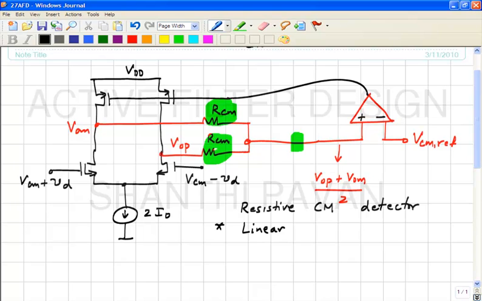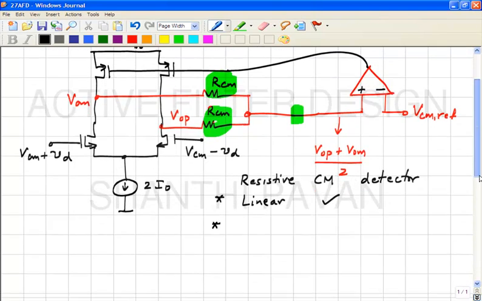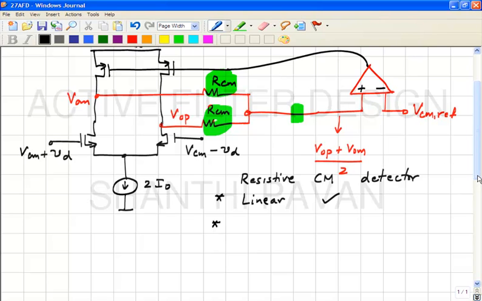What do you think might be a disadvantage of this RCM using resistors? Pardon? Current in which loop? There are many loops. Huh? Yeah. So basically, as far as the differential mode equivalent is concerned, how does this look like?